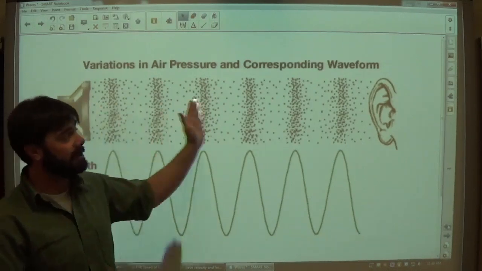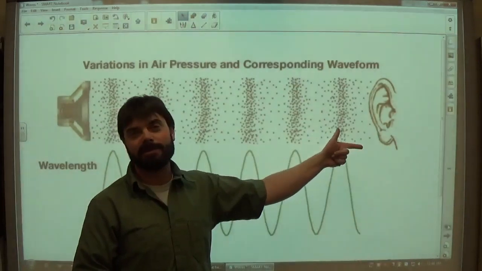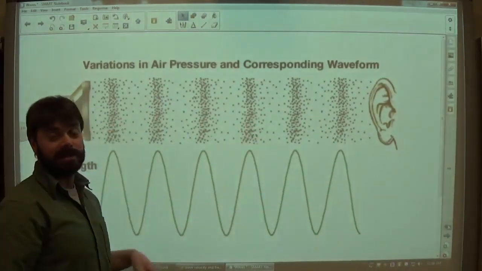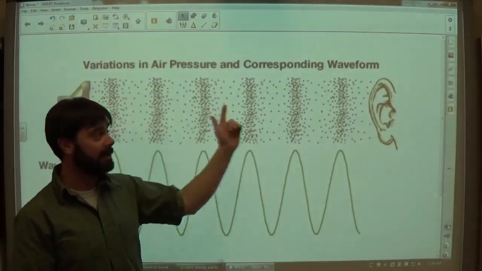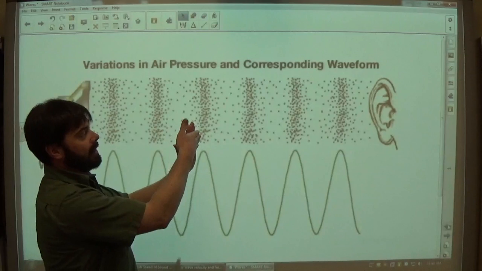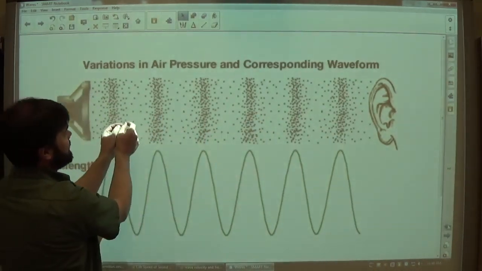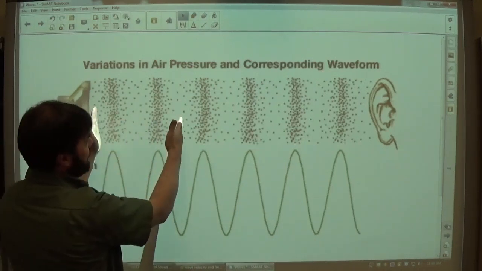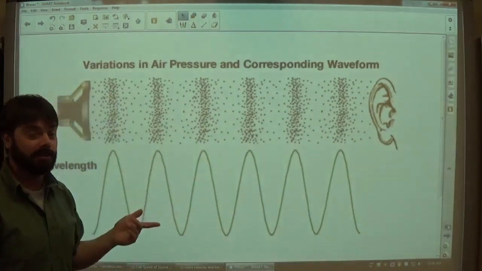So from the speaker to the ear, we would say that the direction of velocity is going this way, and the direction of oscillation is in the same direction. It's parallel with the velocity. So traveling from the speaker toward the ear, the wave oscillates like this. You see these compressions and what they call rarefactions, but it's basically compressed and expanded and compressed and expanded as it travels through the air.